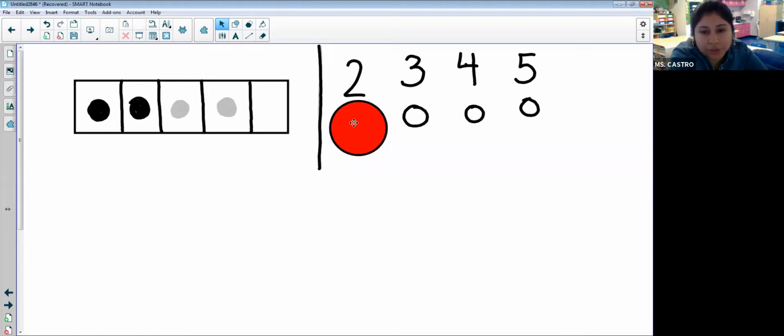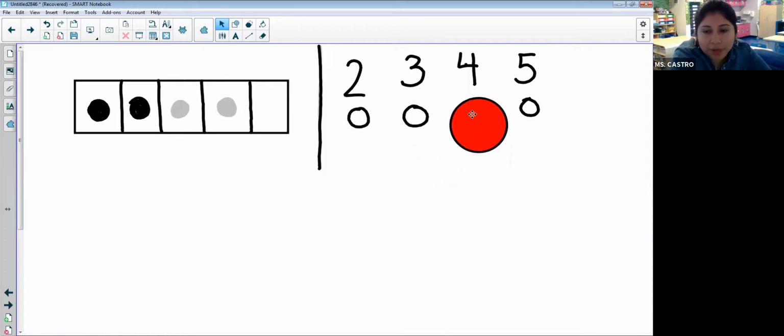No, because that's the number 2. I'm moving my red circle over to the next number. Is that the correct answer? Is that it, Riley? No, because that's the number 3. Riley, I moved my red circle over to this number. Is that the correct answer? Yes, I see you shaking your head.